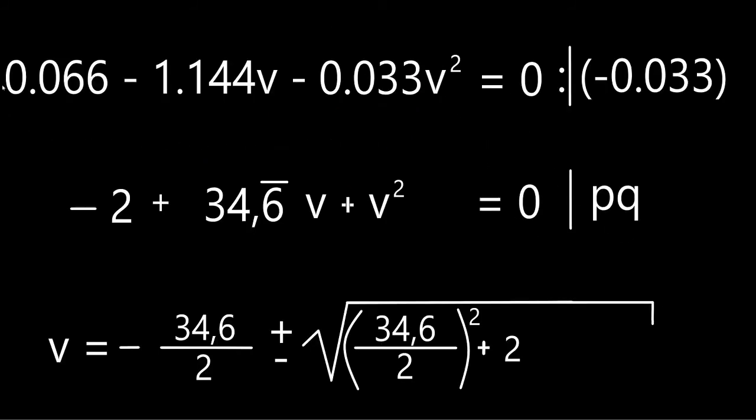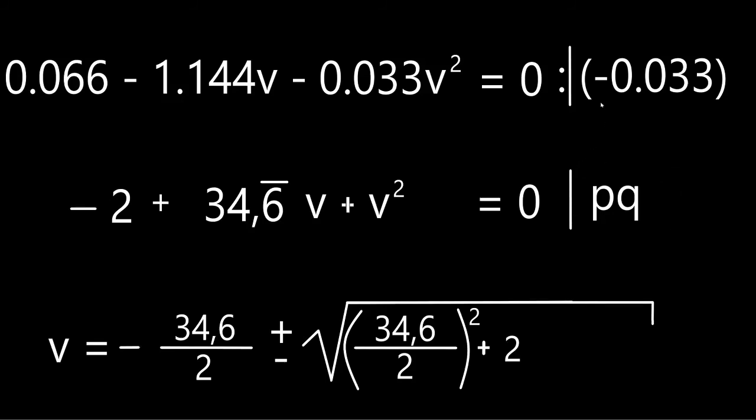Calculating all these coefficients will leave us with a quadratic equation of 0.066 minus 1.144 v minus 0.033 v to the power of 2 equals 0, because we're trying to find the v, which is in our case the spot where the function touches the x-axis. In order to solve this quadratic equation, we will have to use the PQ formula. There are other ways, but I will address them in another video.